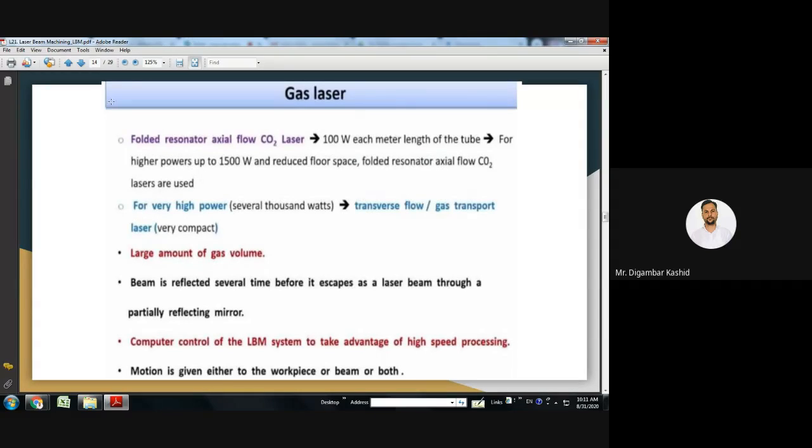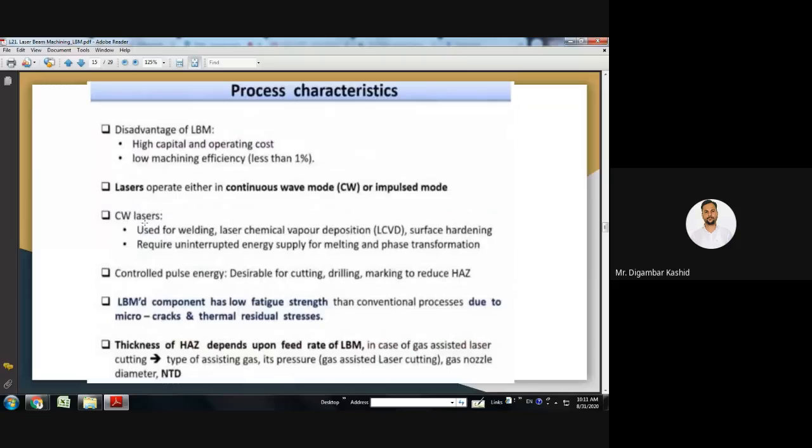Up till now we have covered the working principle, how lasers are produced, which are the different types of lasers, and how they work. Now let us discuss the process characteristics of this laser beam machine. First I will discuss the disadvantages. The first disadvantage is the high capital cost of this laser beam machine system, because you have seen how this system setup is. It has a high capital cost and also a high operating cost. So the main disadvantage of LBM is the high capital and operating cost.